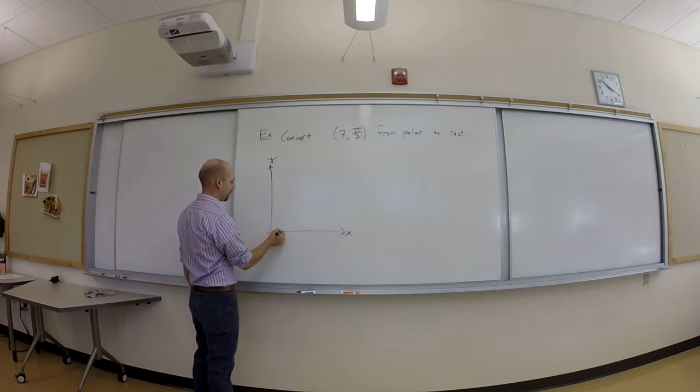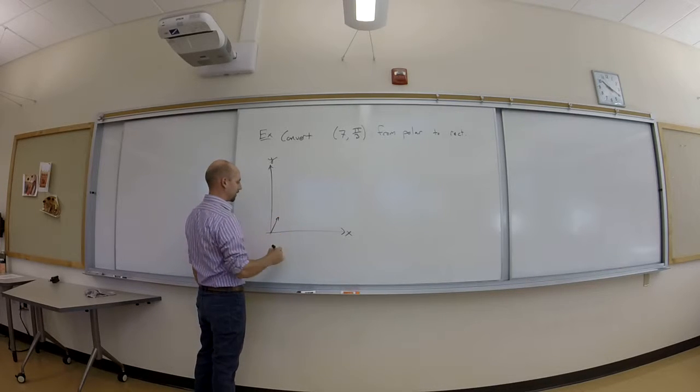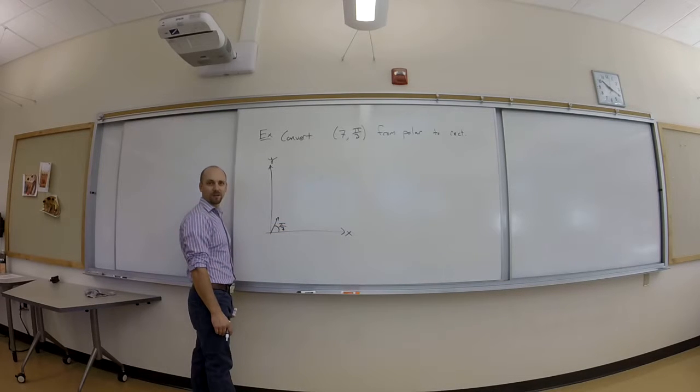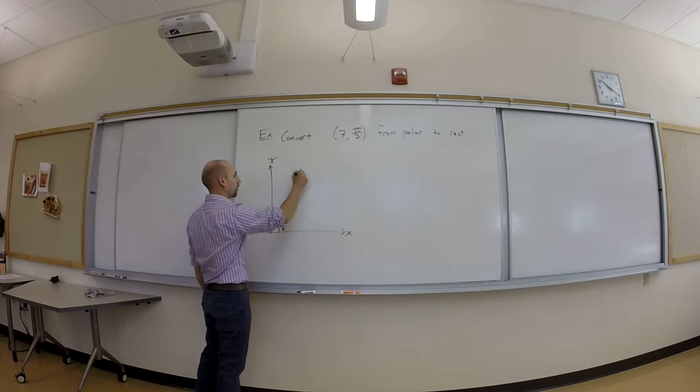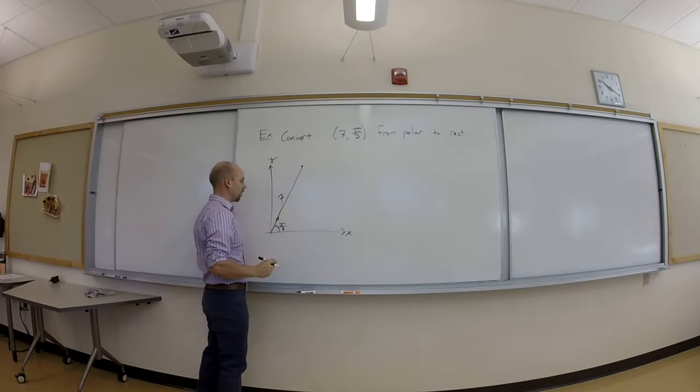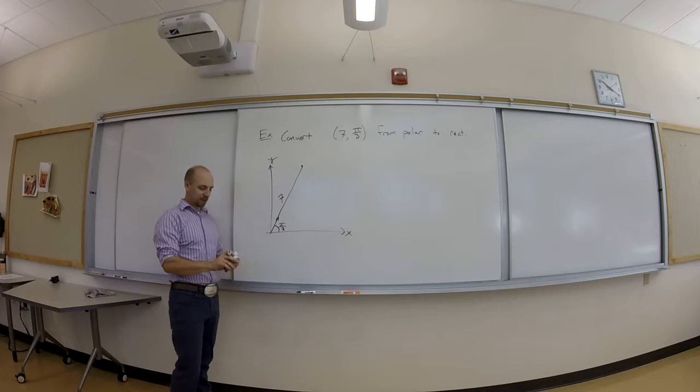Okay, so I need to find pi over 3 as an angle. So that's maybe like this. Right? There's my pi over 3. And then I need to go out 7 units. So here's my point, right? This is 7 long. And what the heck am I looking for?